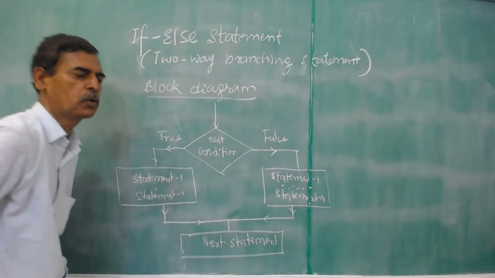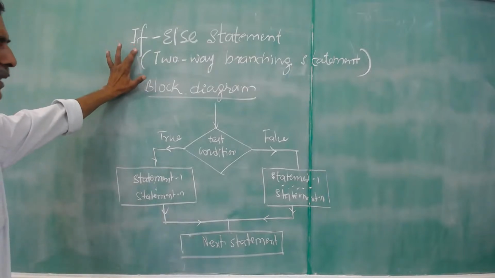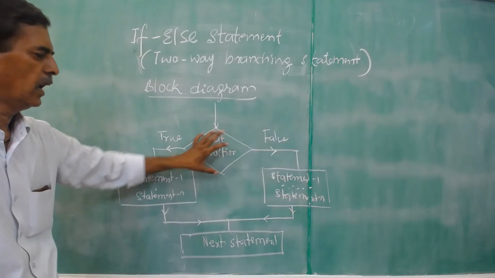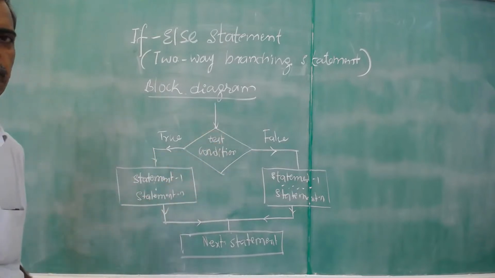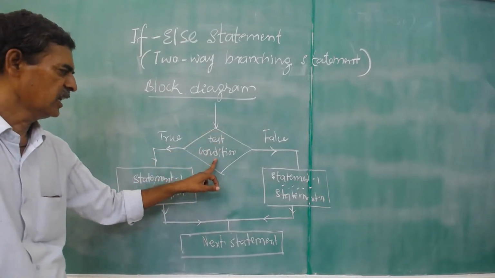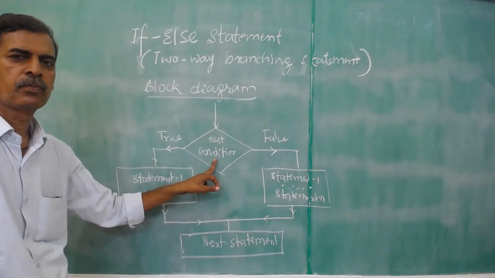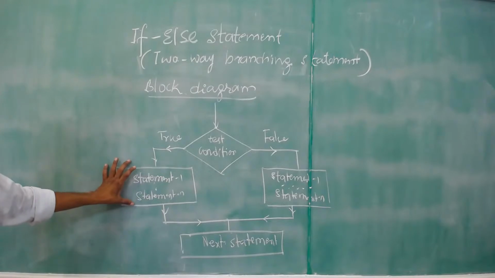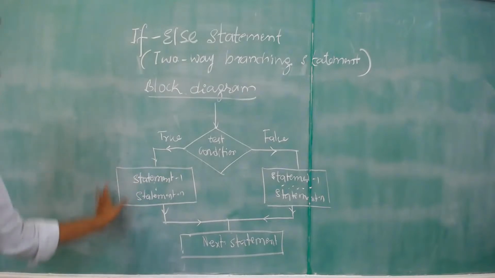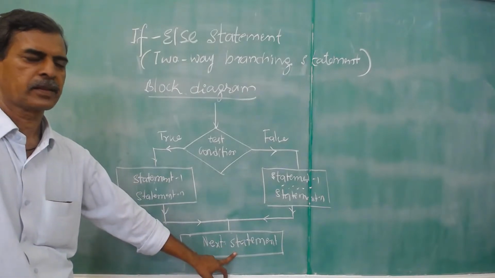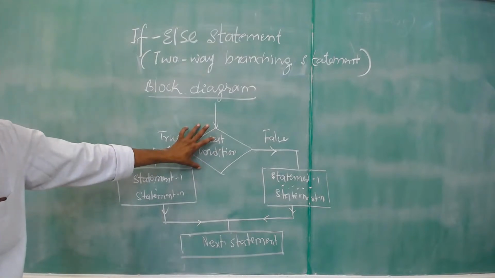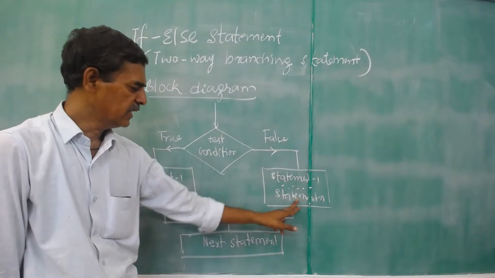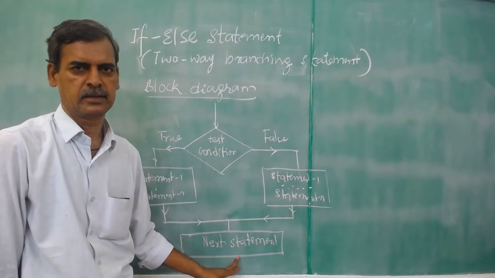Okay. Look here. An if-else statement contains a test condition and two blocks. Here, checking of the test condition takes place. If the test condition is true, then the statements in the true block are executed. Then it goes to the next step. If the test condition is false, then the statements in this block are executed. Then after that it goes to the next step.